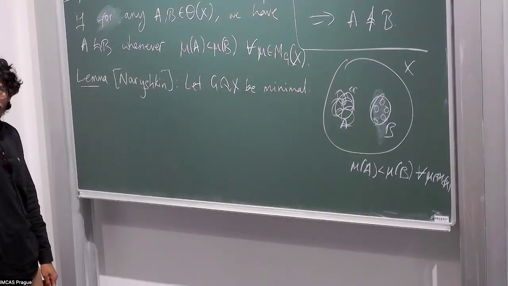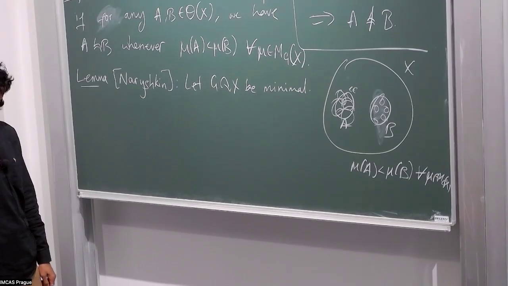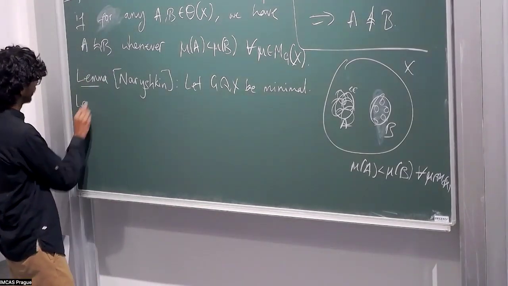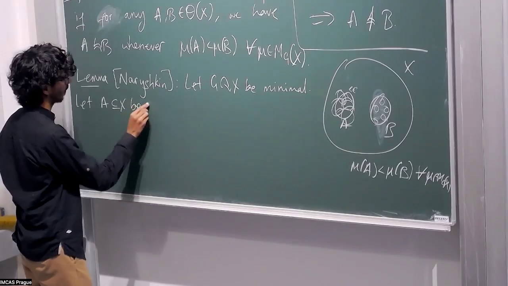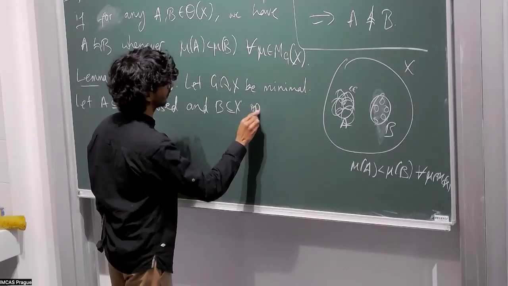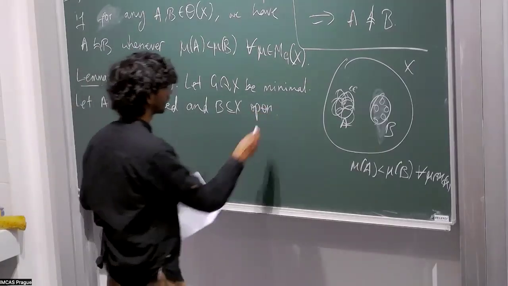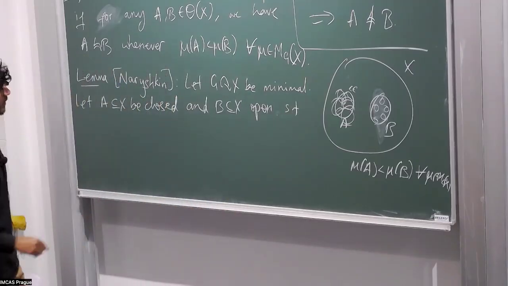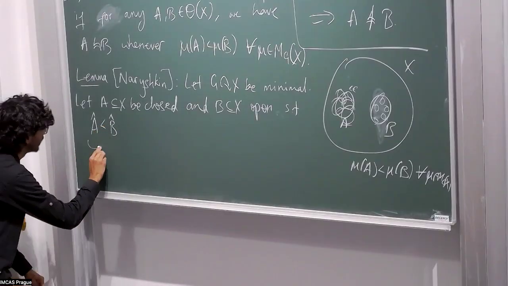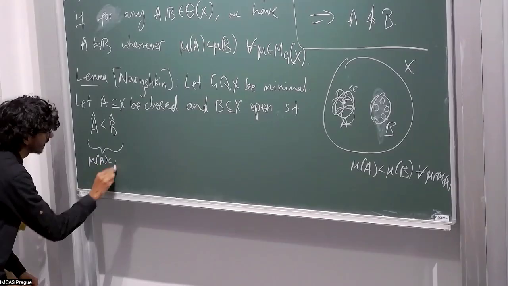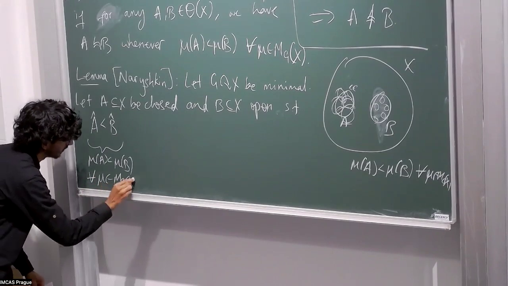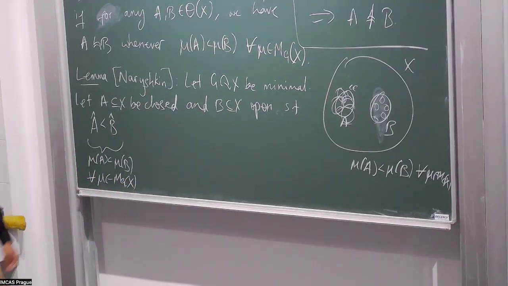Minimal means that there are no non-trivial G-invariant open subsets. So I'll write this. What I mean by this is that mu of A is less than mu of B for every invariant measure mu on X. And this makes it easier for me. I don't have to write this every time.